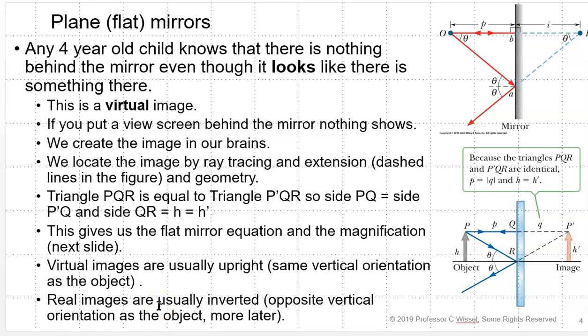Virtual images are almost always upright. In other words, they have the same vertical orientation as the object. So here you go, that's upright, so is this. Real images are usually inverted. In other words, if this were a real image, it'd be on this side of the mirror and it'd be upside down. We'll talk more about that later.